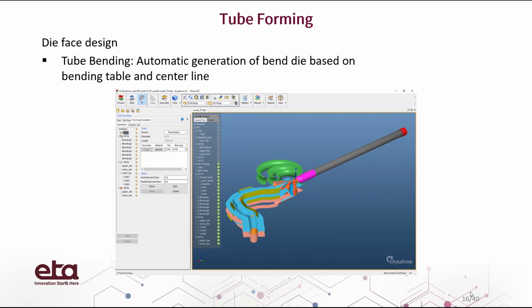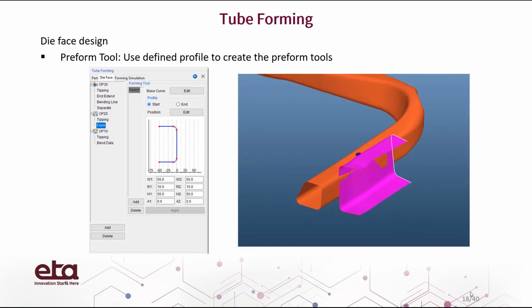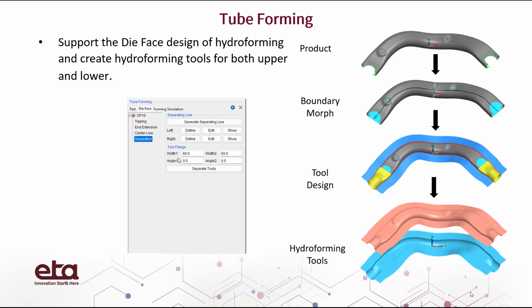We can utilize tube bending table to automatically generate bend dies for rotary tube bending. After bending simulation, we can proceed to set up preform and hydroforming simulation. Preform tool enables engineers to generate tools to perform preform prior to hydroforming process. Support the die face design of hydroforming and create the hydroforming tools for both upper and lower.